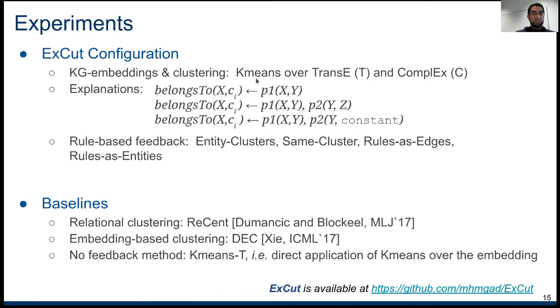For explanations, we set the format to paths of length up to 2, optionally ending with either a variable or a constant. We also tested with the 4 rule-based feedback strategies that we have explained before. We compare our approach against state-of-the-art relation clustering, embedding-based clustering, and a basic configuration of our method where there is no feedback. We just apply k-means on TransE and then learn the rules.